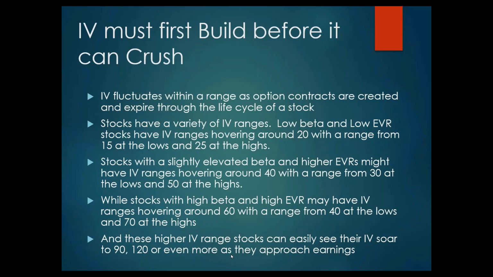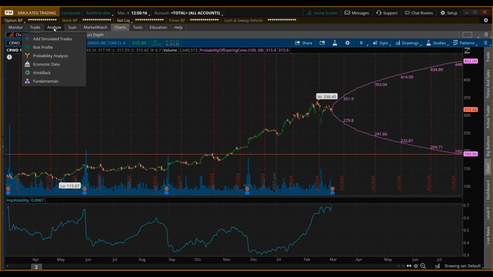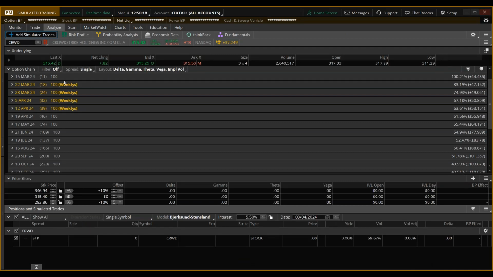So IV range depends on the stock's earnings volatility rating. Lower EVR stocks are going to have lower ranges. Let me go back again. Sorry, but I want to make this clear. Here's CRWD. Let's go back to the options chain.